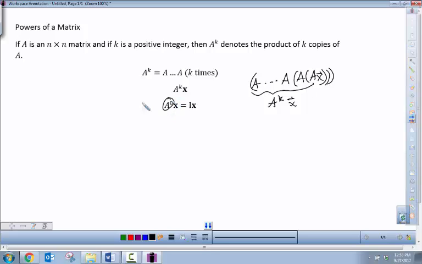And then the last thing here for the powers of matrices is that if you have a matrix raised to the 0 power, it's essentially the identity matrix. So that's like saying any real number to the 0 power is equal to 1.